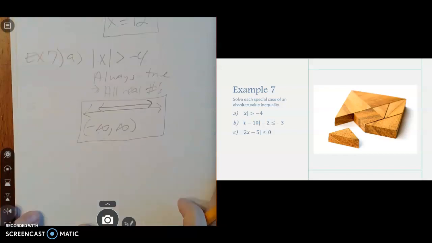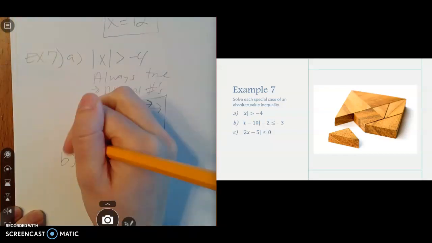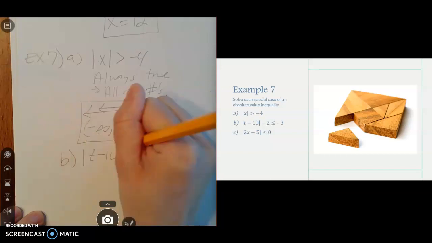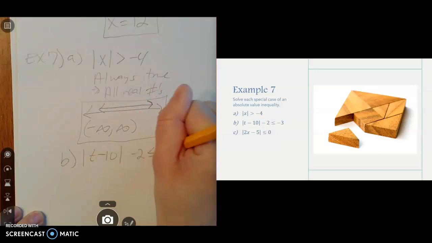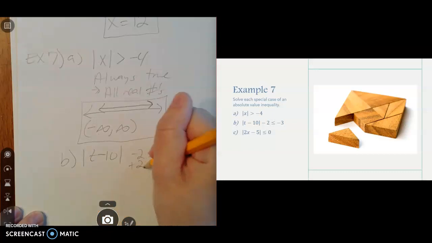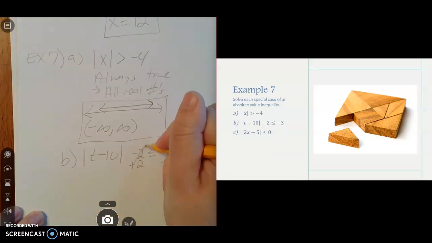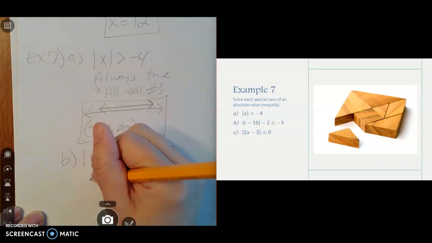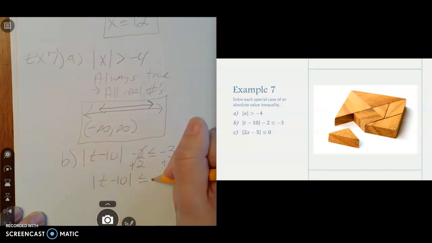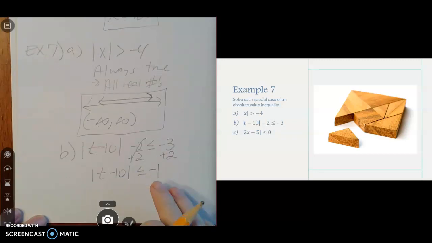All right, the next one in part B is the absolute value of t minus 10, minus 2, is less than or equal to negative 3. First thing, of course, is the absolute value is not by itself yet, so I should definitely deal with that first. I'm going to add 2 to both sides so that the absolute value is by itself. Then I have the absolute value of t minus 10 is less than or equal to negative 1. I still have a negative over here. That should pull up all kinds of red flags because absolute values aren't negative.